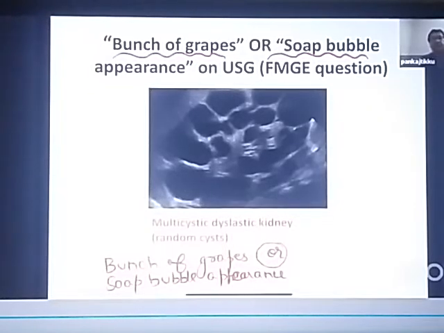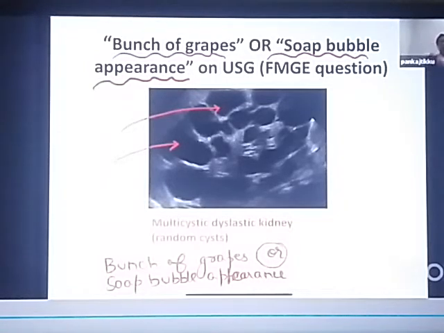Of cysts on an ultrasound will indicate which disorder? It will indicate a multicystic dysplastic kidney. You can see the cysts, how they are present. So a bunch of grapes appearance or soap bubble appearance, random arrangement of cysts present on an ultrasound in the fetal kidney will indicate the possibility of a multicystic dysplastic kidney. So what is this appearance known as? It is known as a bunch of grapes appearance, or sometimes the soap bubble appearance.